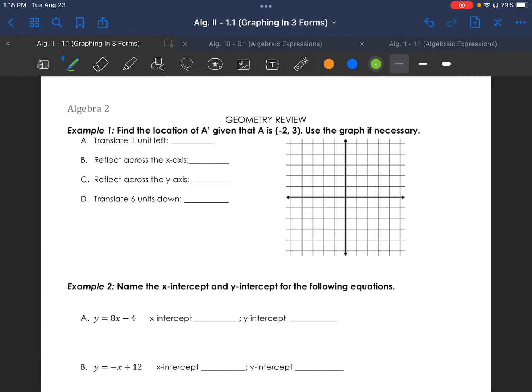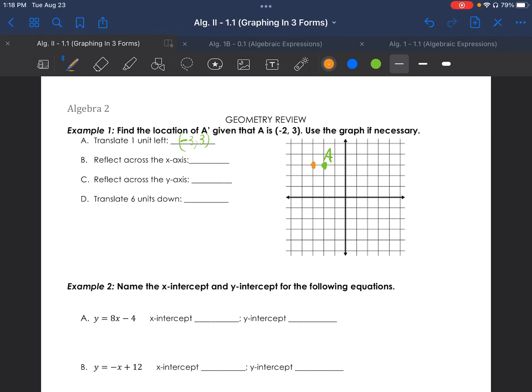So now we're going to do a little bit of geometry review before hopping into some more algebra. We have this point A that we're going to graph, negative 2, 3. So 2 to the left, 3 up, A. And we're supposed to find the location of an A prime, aka something that's been changed to A, causes this to happen. And we can use a graph if we need to. So the first thing is translating 1 unit left. That's just moving it, aka picking it up and putting it down somewhere. So, for example here, that would be negative 3, 3. So it would be right here.